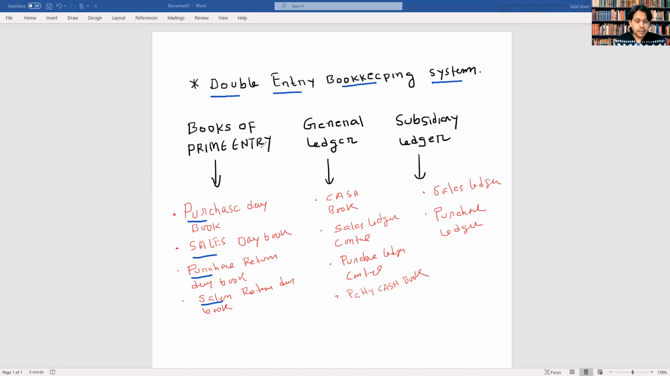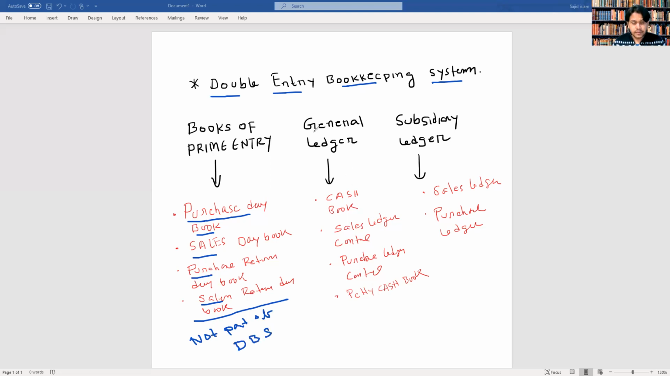For example, in the purchase day book, we record all the credit purchases. So we record how much credit purchase we have made, and in the purchase day book we write the supplier name, the invoice amount, and the invoice number. So we don't actually record it in the form of debit and credit. So all of this is not part of the double entry bookkeeping system.